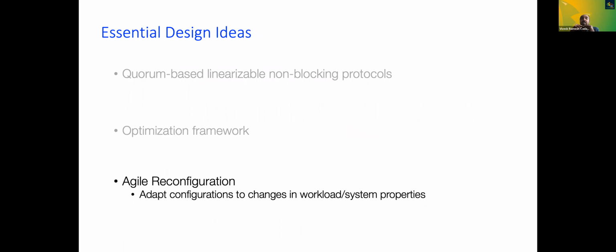The optimization framework assumes an epoch of static workload properties. If a workload or system properties change, for example, if a data center fails, LEGOStore adapts to these changes by initiating a new epoch. Then a new optimization instance is solved. And if the best configuration is different from the current configuration, we perform a reconfiguration.